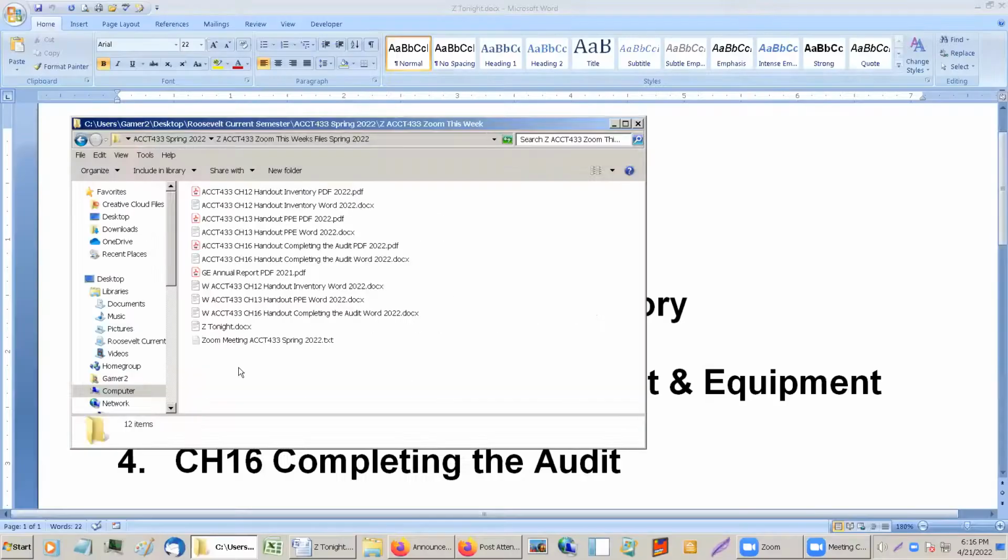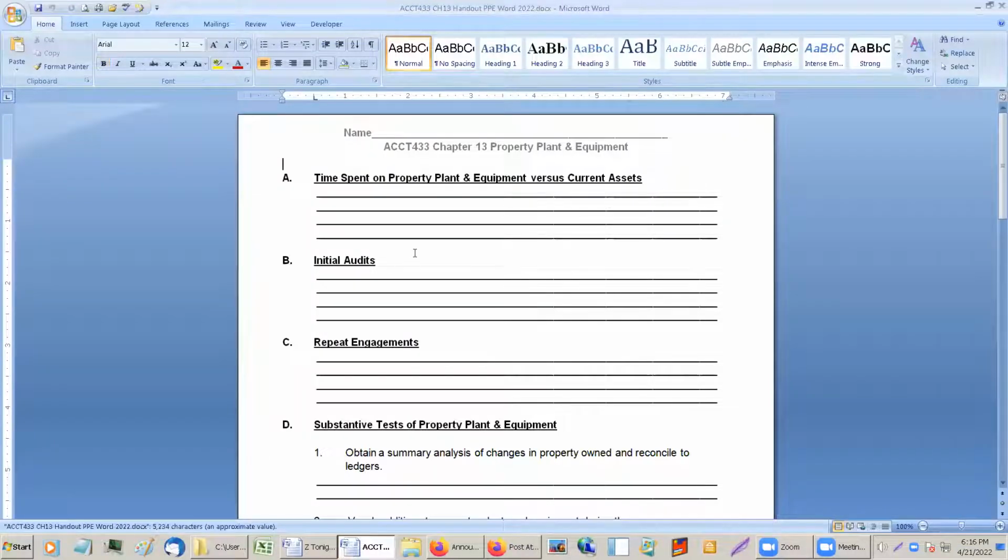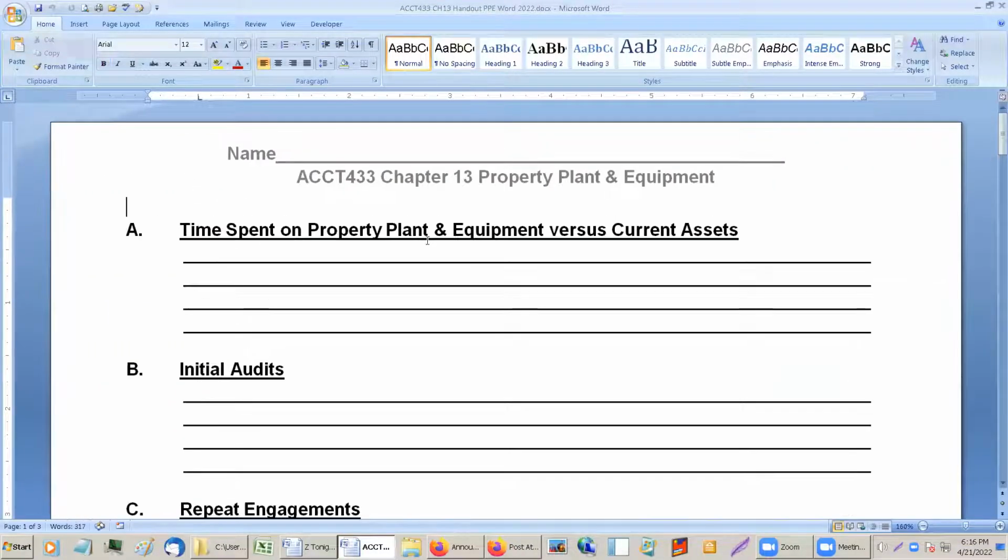And let's go on to something different. Let's go to chapter 13, property, plant, and equipment.